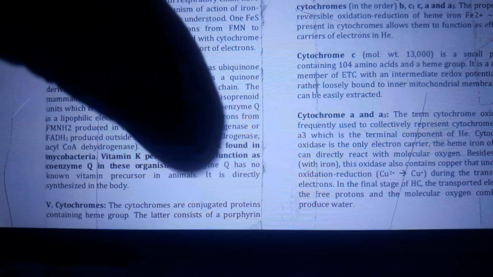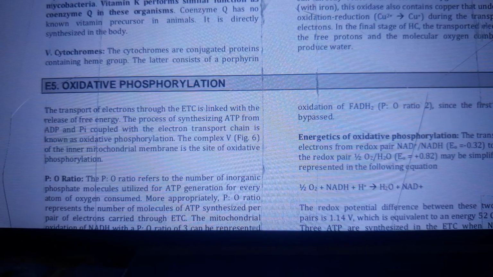Cytochrome a and a3. The term cytochrome oxidase is frequently used to collectively represent cytochrome a and a3, which is the terminal component of the ETC. Cytochrome oxidase is the only electron carrier, the heme iron of which can directly react with molecular oxygen. Besides heme with iron, the oxidase also contains copper that undergoes oxidation-reduction, Cu2 plus. During the transport of electrons in the final stage of the ETC, the free protons and the molecular oxygen combine to produce water.